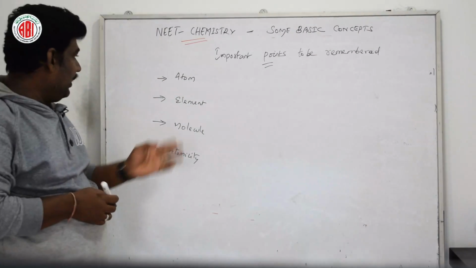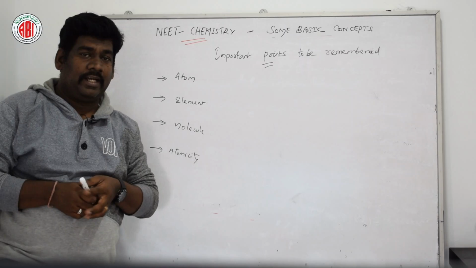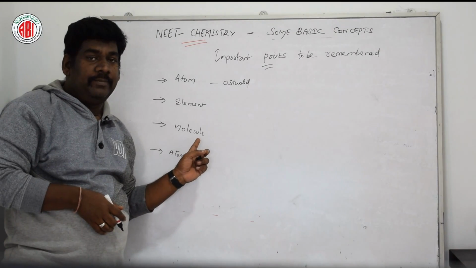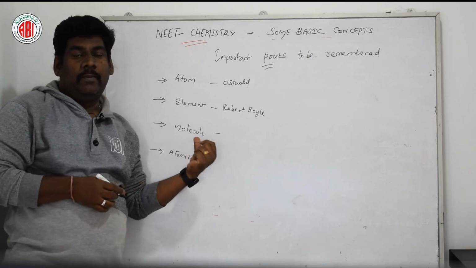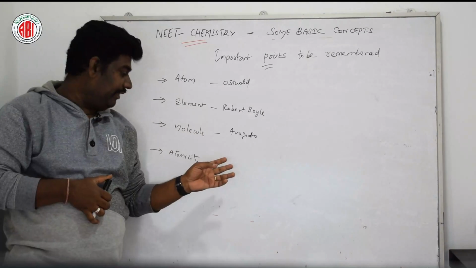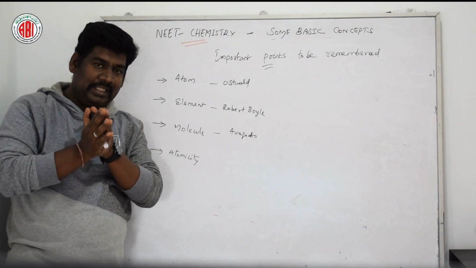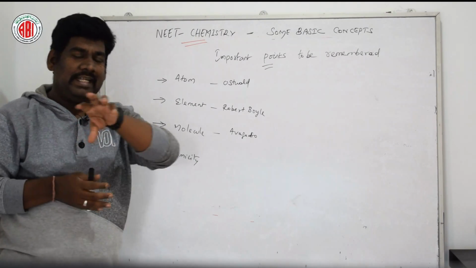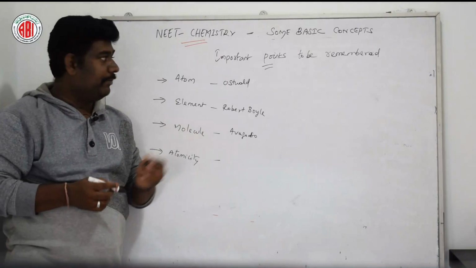Here you see the term atom was first introduced by Ostwald. The term element was first introduced by Robert Boyle. The term molecule was first introduced by Avogadro. Atomicity is nothing but the number of atoms present in a particular molecule of a gaseous element. This is also one of the important points.